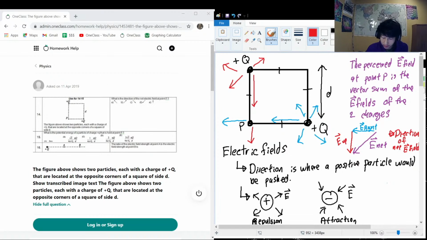It is southwest, bottom left, whichever way you like to say it. Okay, cool. So the next part of the question is asking, what is the potential energy of a particle of charge Q that is held at point P? Okay, so now we're going to have the same situation, but now we're trying to find the net potential energy from it.